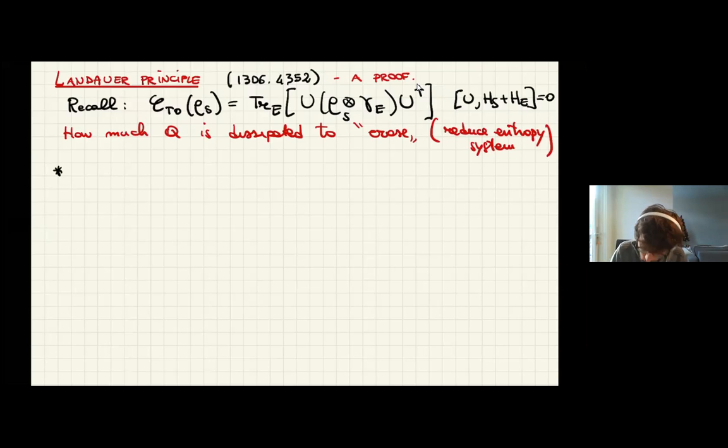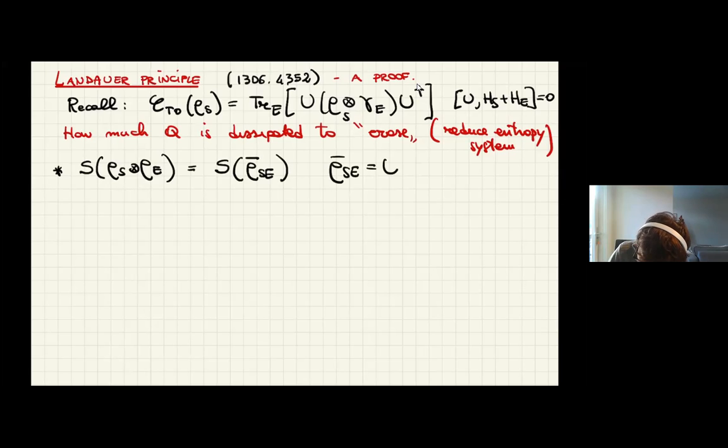So actually, the whole bound is based on one fact, which is the following. If I consider the entropy of the system tensor the environment, so this is the entropy before you do the coupling, this is exactly equal to the entropy of the system and the environment after the interaction. Okay. And why is this the case? Well, this S is the von Neumann entropy, and this is due to the unitary invariance of the von Neumann entropy.